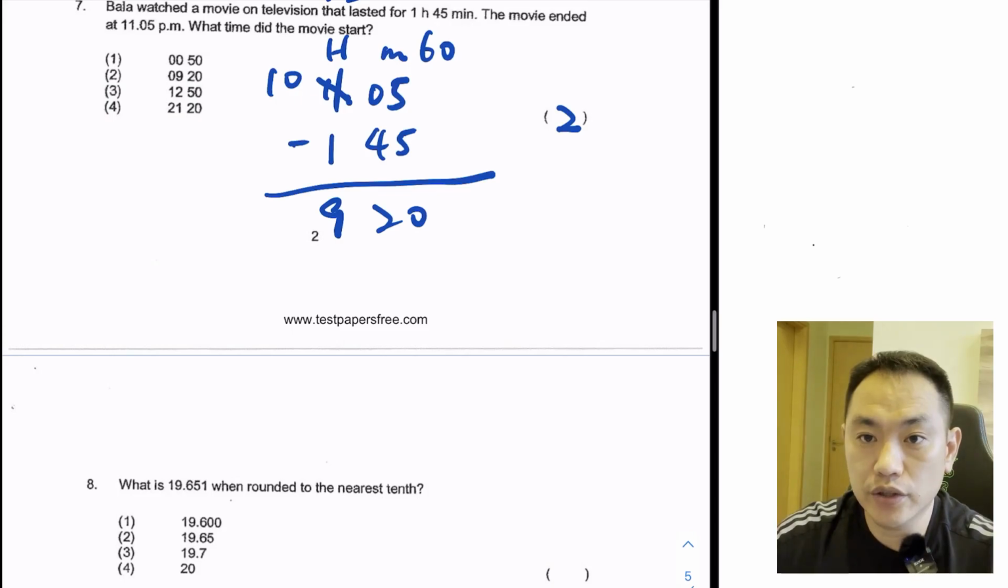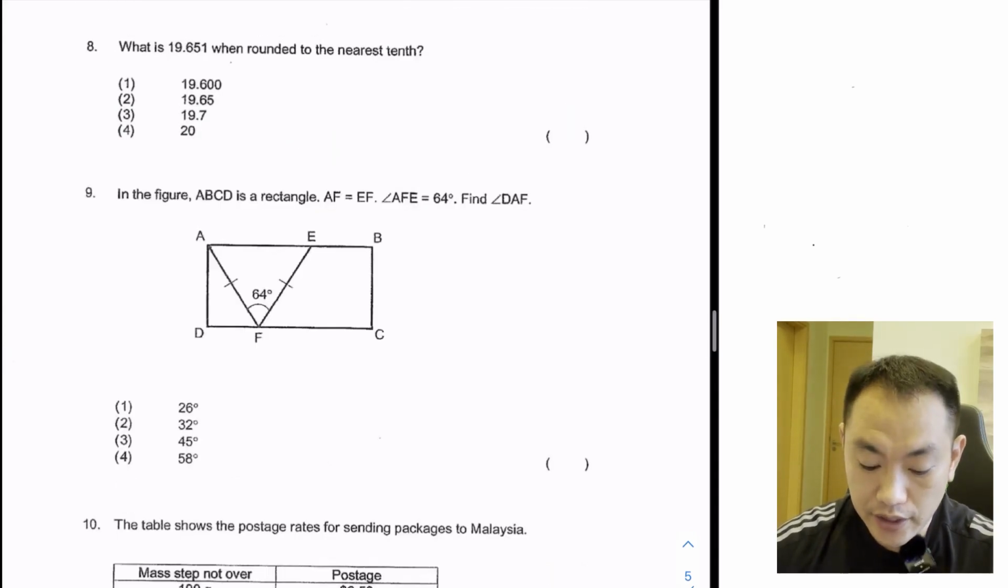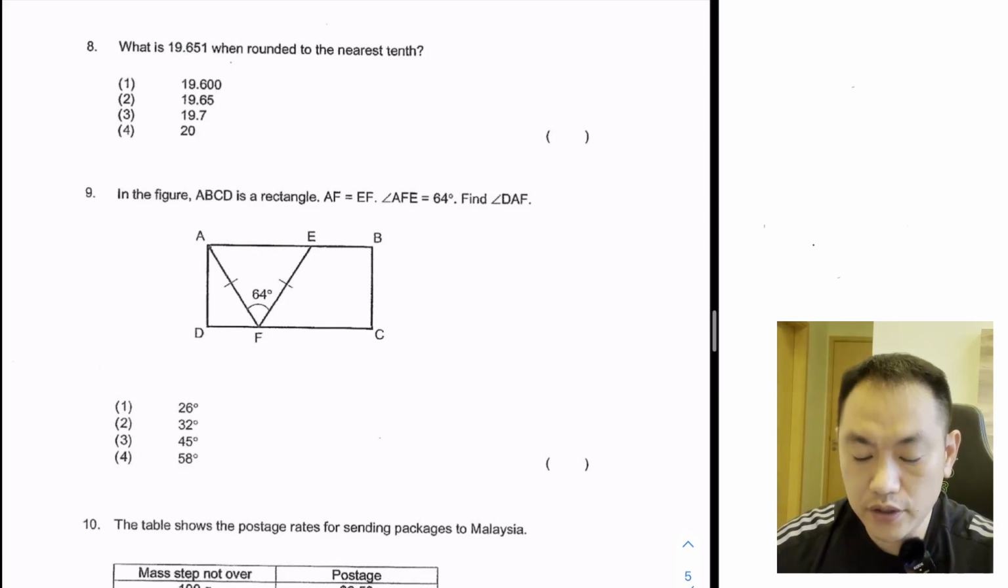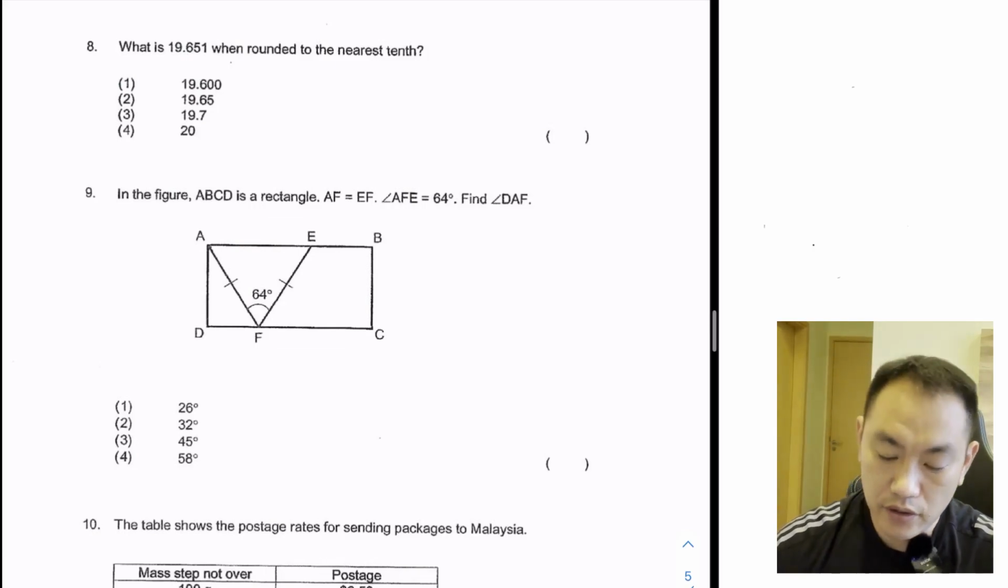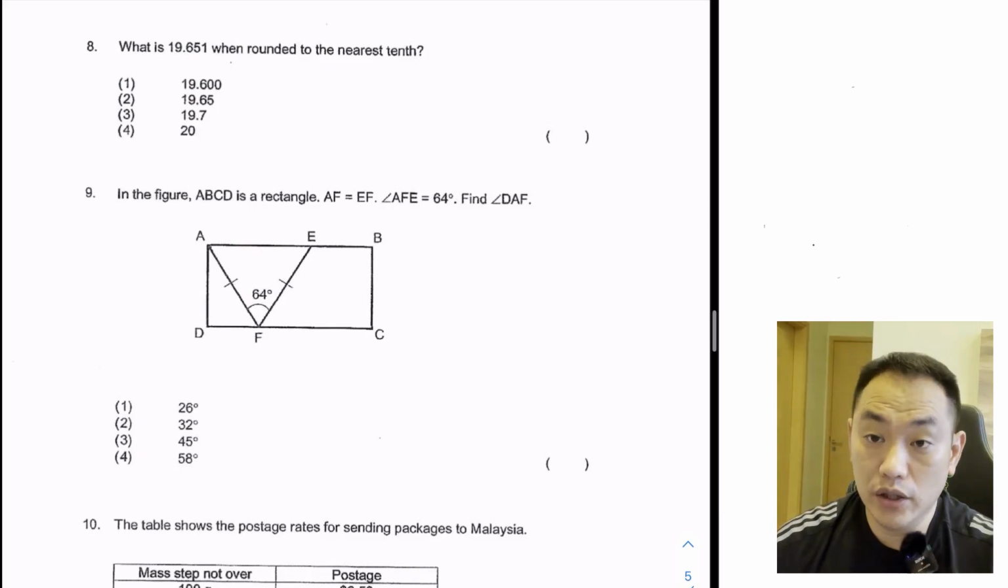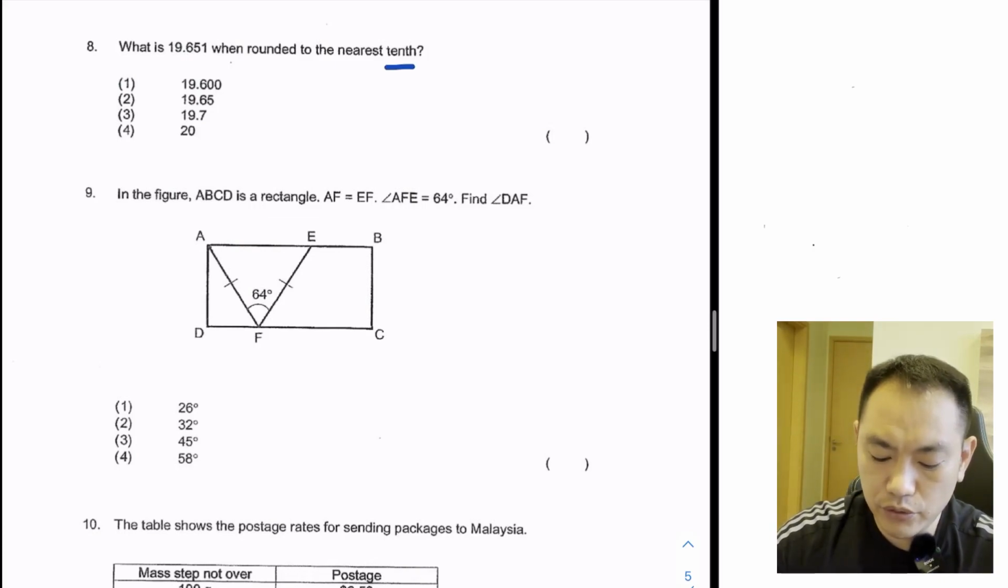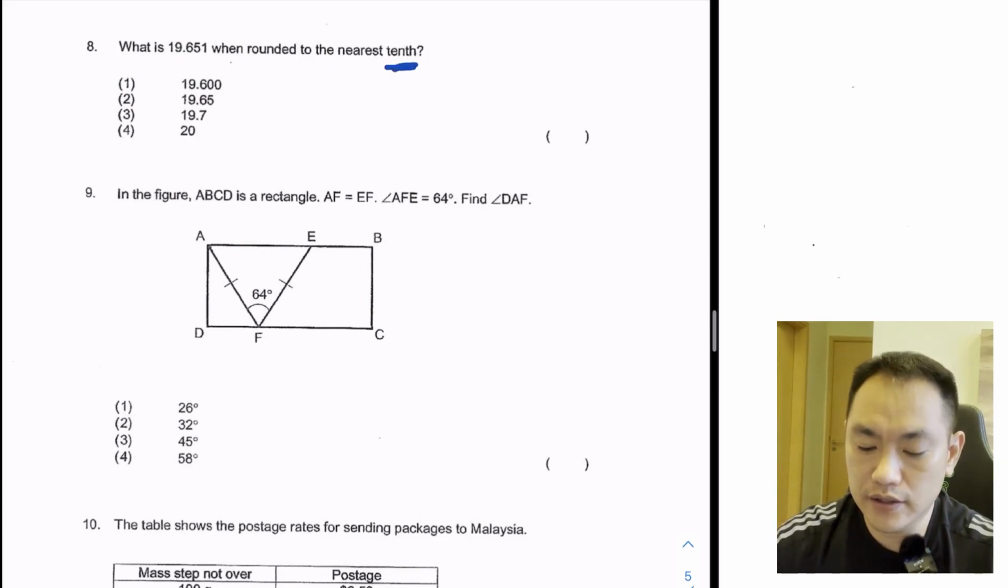Let's move to the next question. Let's have a look at question 8. What is 19.651 when rounded to the nearest tenth? Okay, so this is a question about rounding off. It could be round up, could be round down. So we want to round to the tenth decimal.